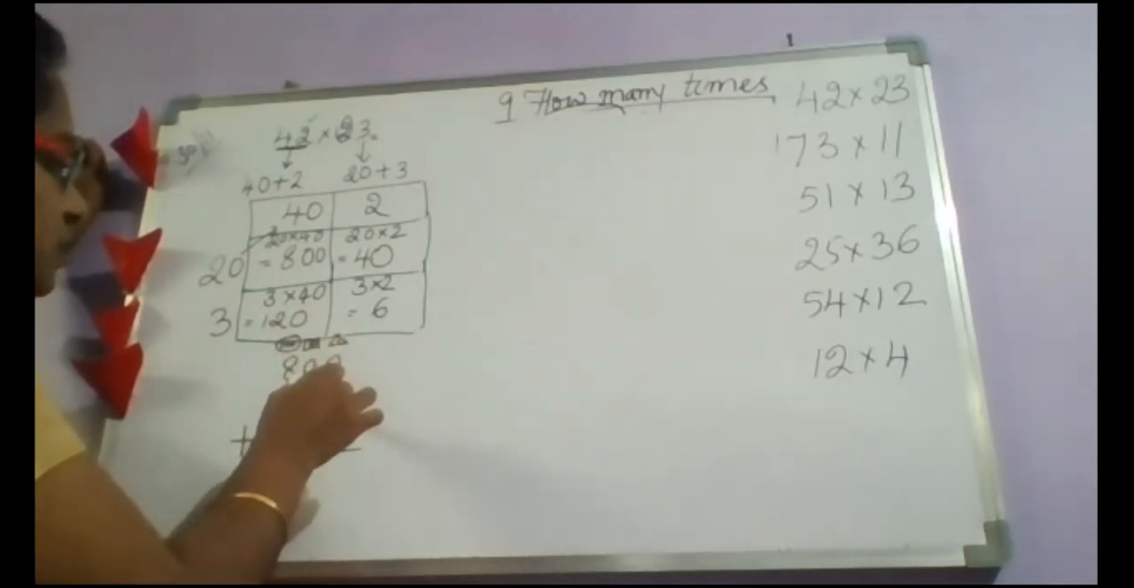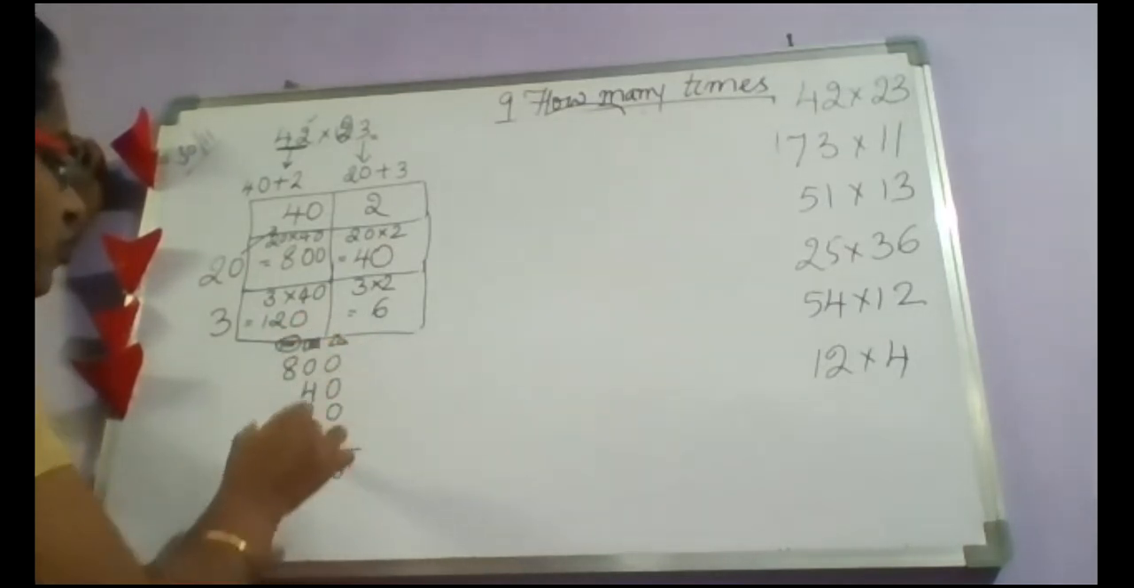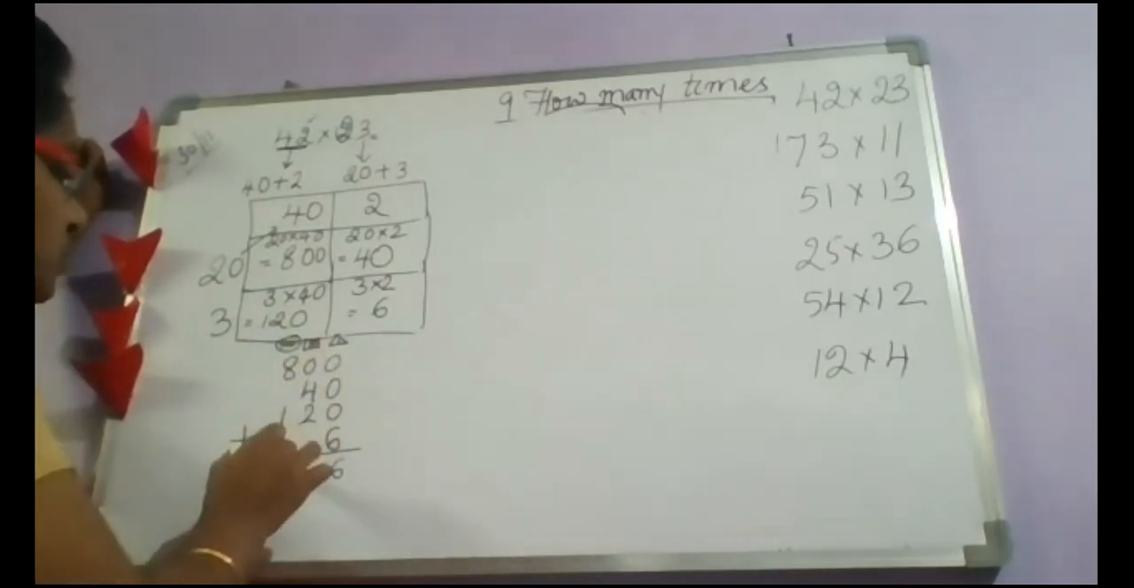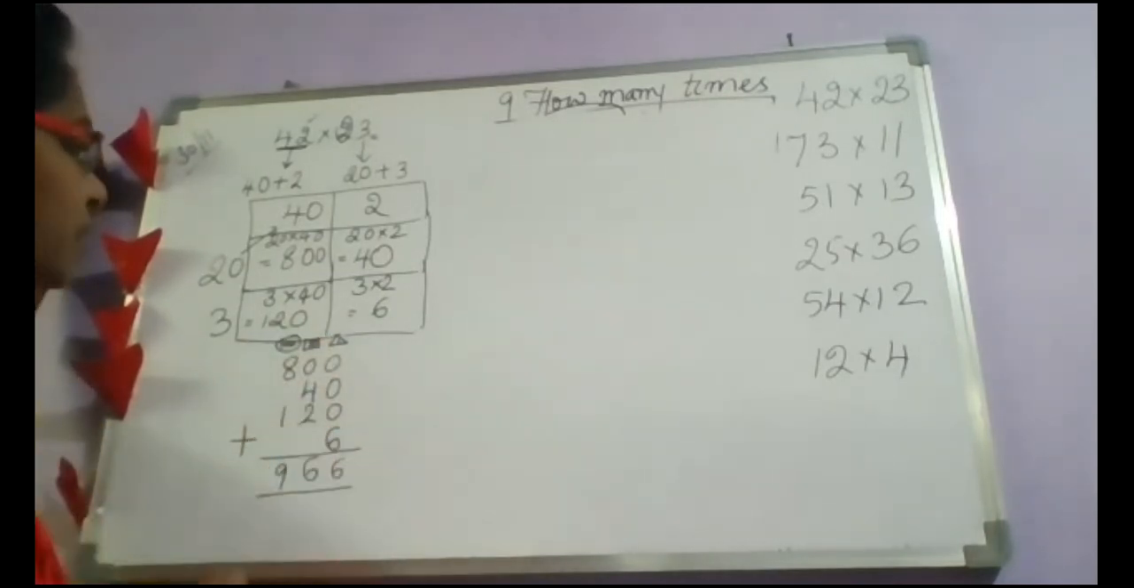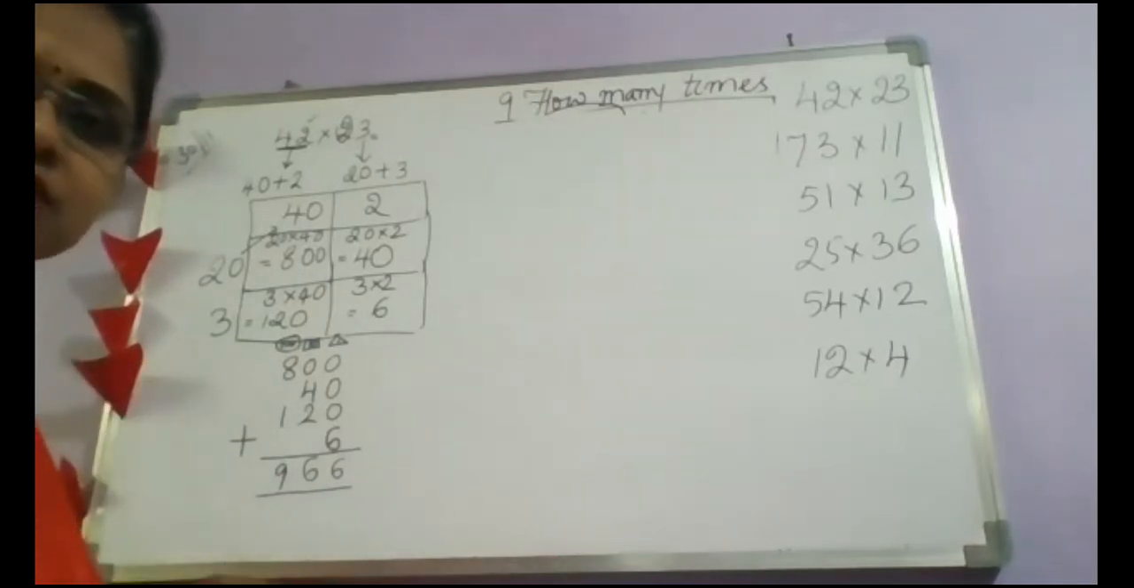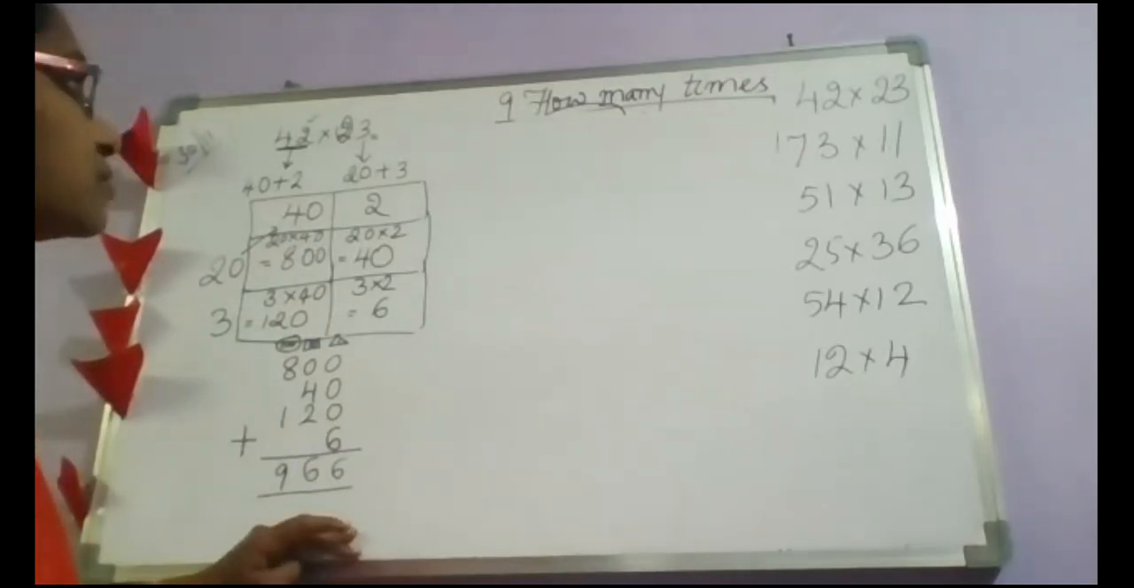0 plus 0 plus 0 plus 6 is 6. 4 plus 2 is 6. 8 plus 1 is 9. So the answer is 966. This is called the expansion method.